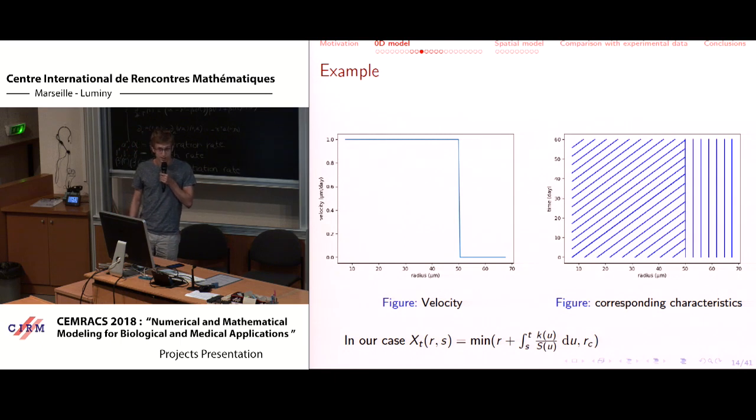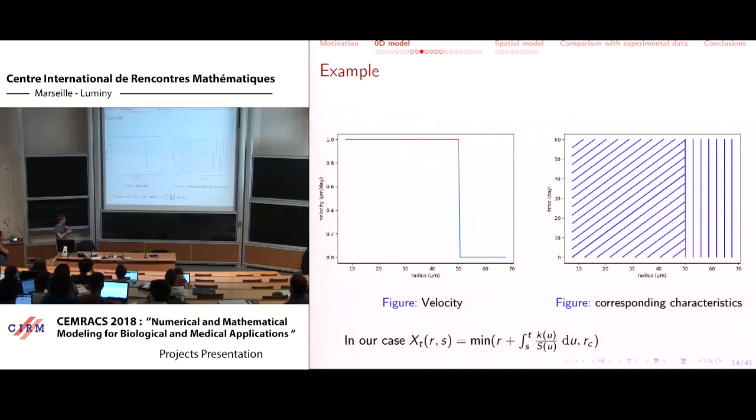So here we take a simple example where the velocity is discontinuous, but is assumed to be constant in time. It gives this form for the characteristics. For example, if we take a point here, the velocity is 1, so it will move with velocity 1 until it reaches the critical radius, and then it will stop growing. That's why we have a lot of characteristics that merge into this particular line.